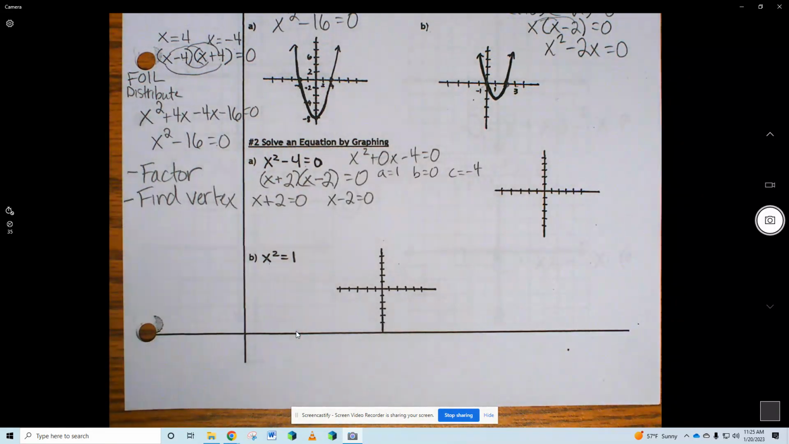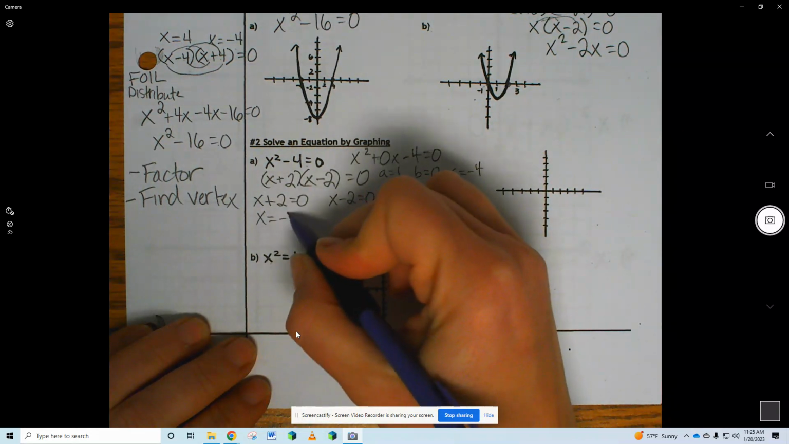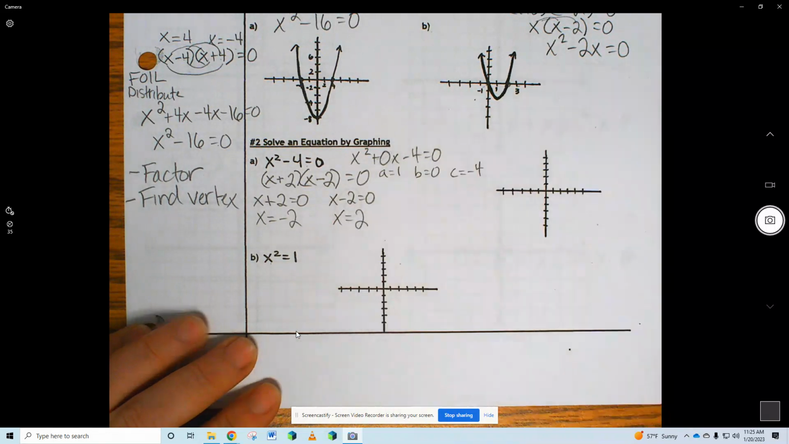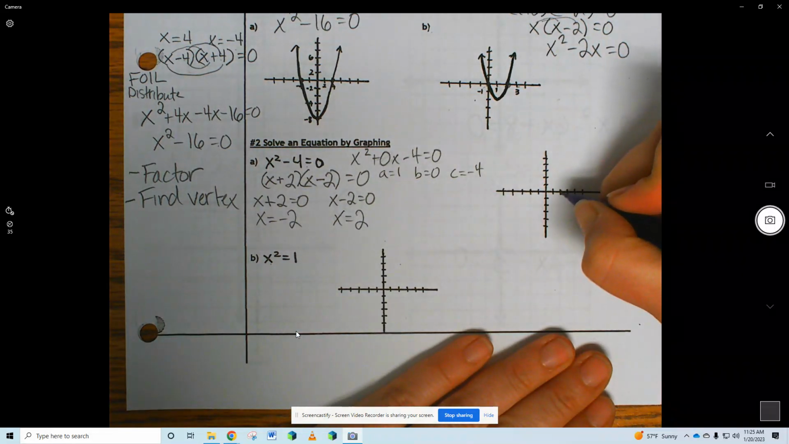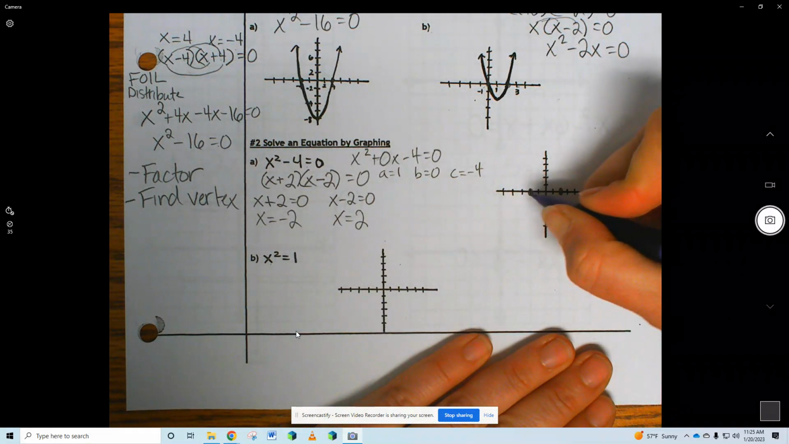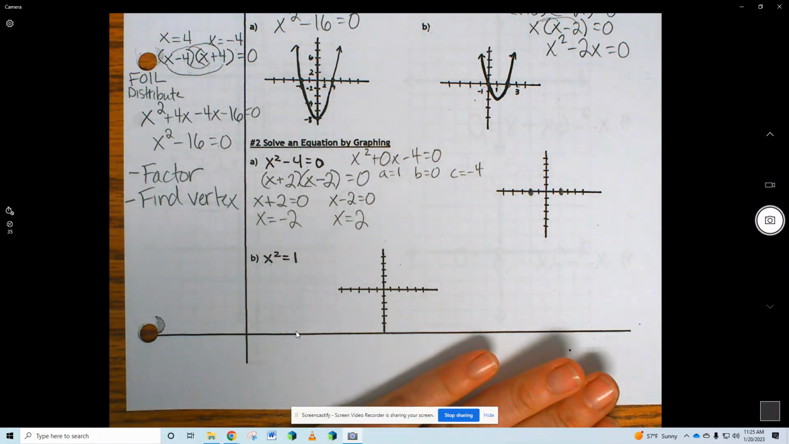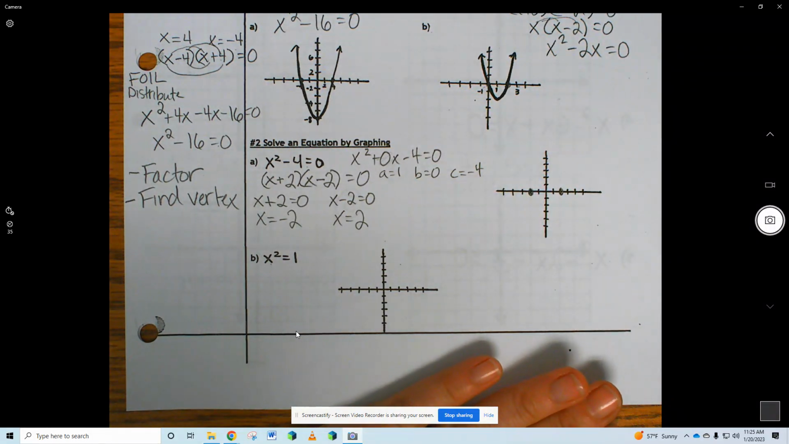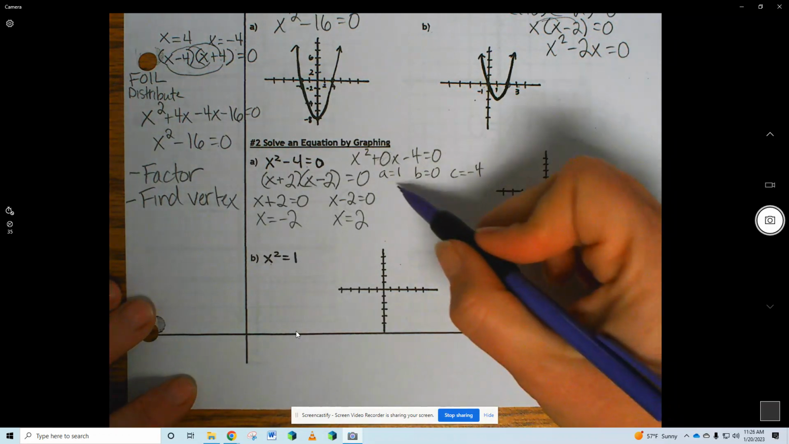X equals what and x equals what? It's always the opposite sign. X equals -2 and x equals +2. So I'm going to plot those points on my graph because they're the x-intercepts. And then find the vertex.